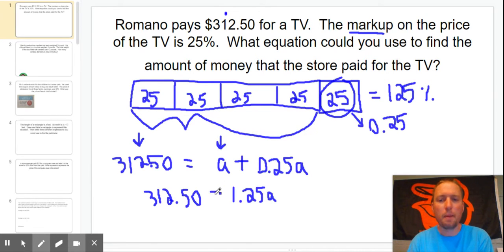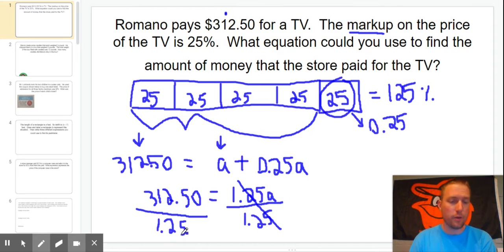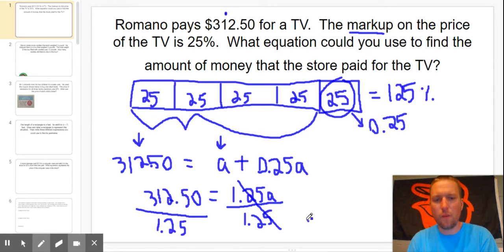Now, I need to get my variable by itself. So what I'm going to do is divide both sides by 1.25. Now, 1.25 divided by itself leaves you with A. And on this side, I have $312.50 divided by 1.25. Now, you could punch that in a calculator. You could write it out as a long division and move your decimal places over too. But what that equals is 250. So A equals 250.